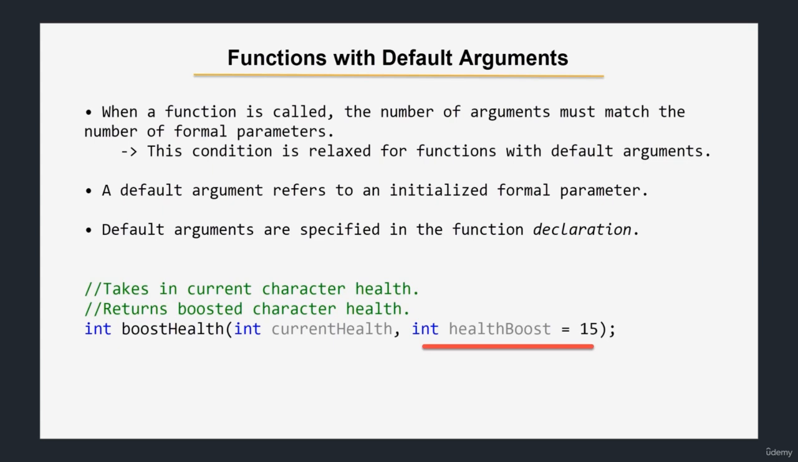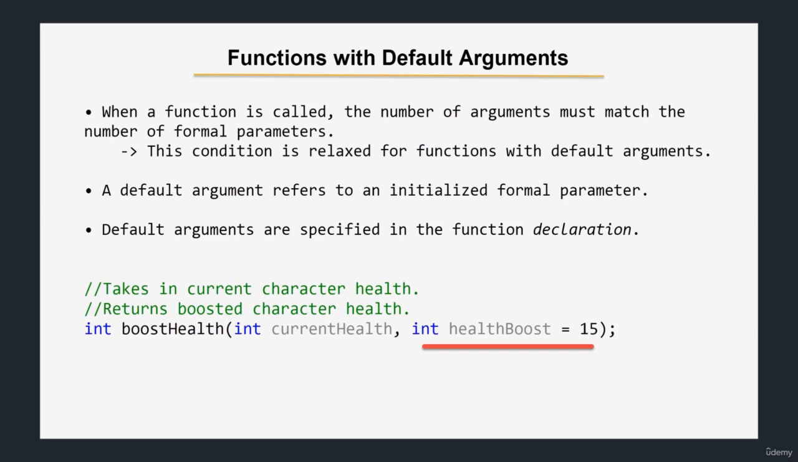Now, when a function is called, the number of arguments must match the number of formal parameters, right? So I talked about this previously. Now, this condition is relaxed for functions with default arguments. Alright, so what is a default argument? Well, basically a default argument refers to an initialized formal parameter. So again, you can declare and initialize a variable on one line, in one statement, as we've seen before, just like you can see where I have it underlined here in red.